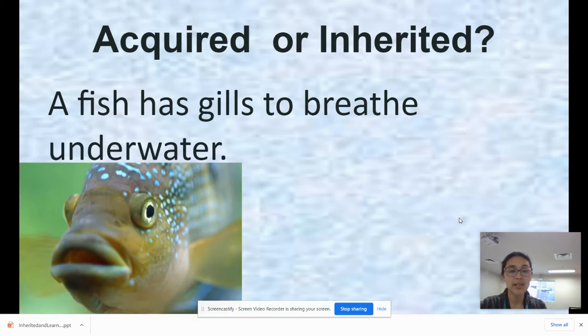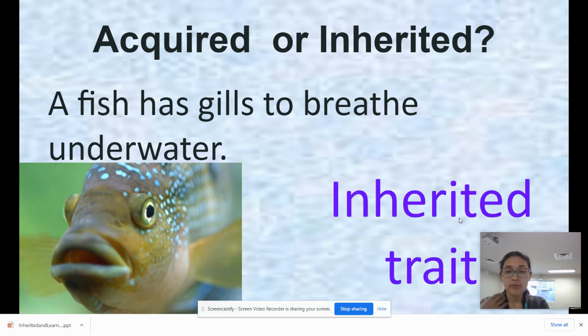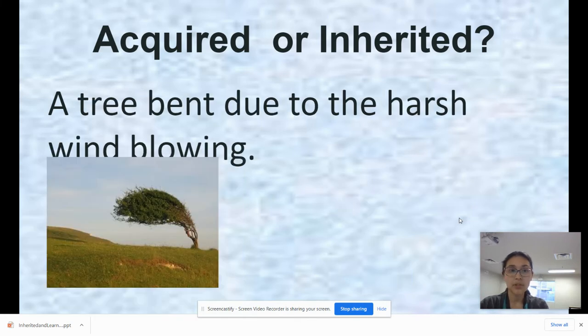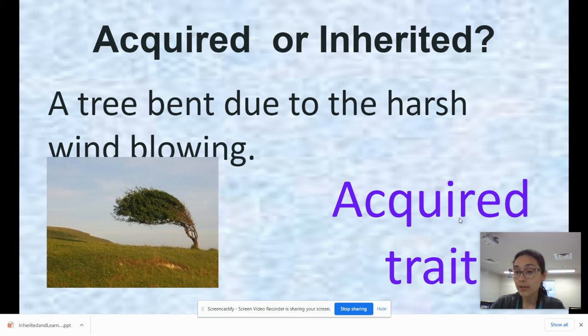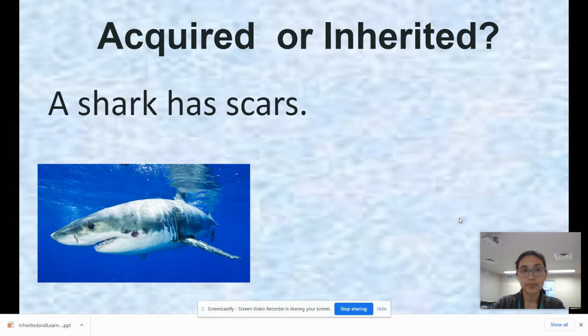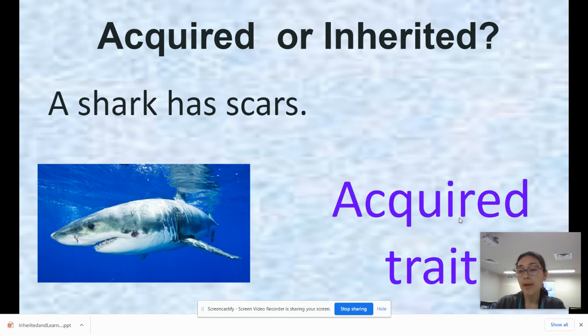The fish has gills to breathe underwater. That would be inherited. The fish has gills because the parents had gills. The tree bends due to the harsh wind blowing. That's going to be acquired because the tree was not made that way. It is bent because of the wind, an outside factor. Scars again are going to be acquired because it's not born with scars.